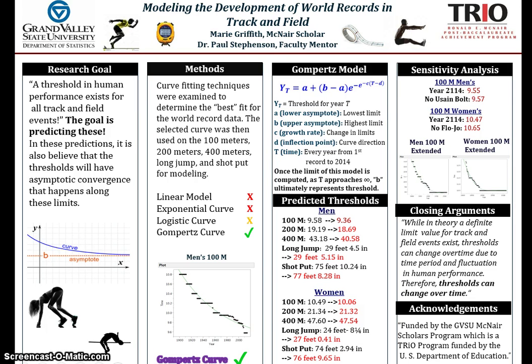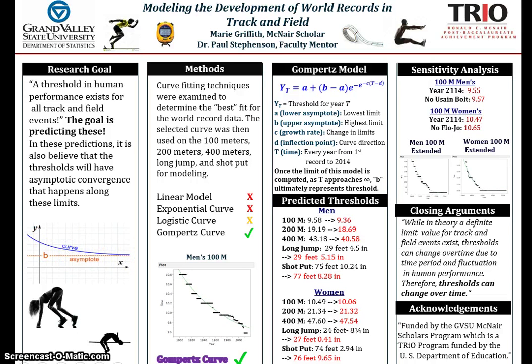And my project is modeling the development of world records in track and field. Now, for my overall research goal, it is believed that there is a human performance threshold limit for every track and field event. The goal is predicting these, and in these predictions, it is also believed that there will be asymptotic convergence that happens along these thresholds. So the world record data will form a curve that will run along the asymptote without touching the limit value.